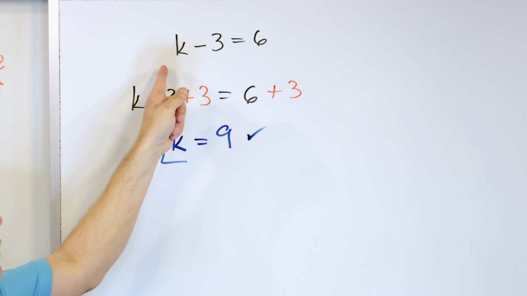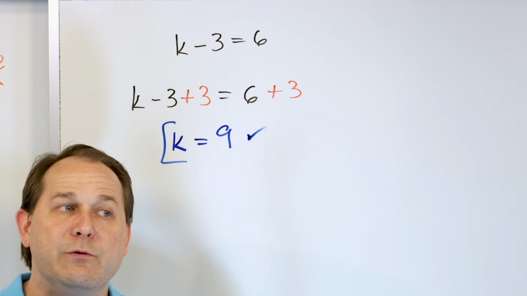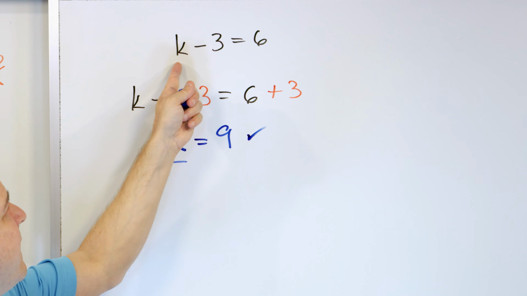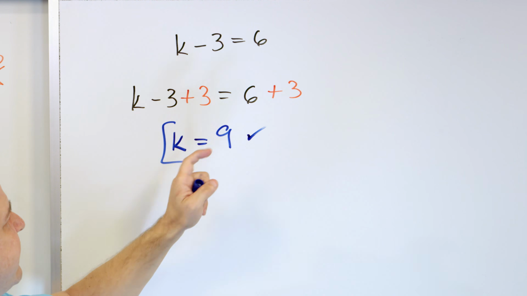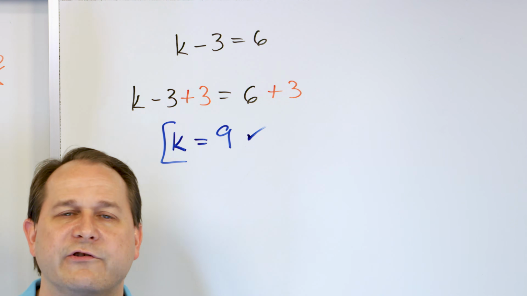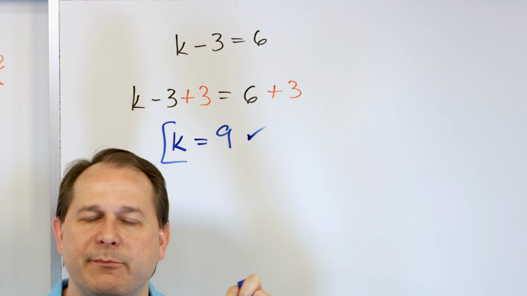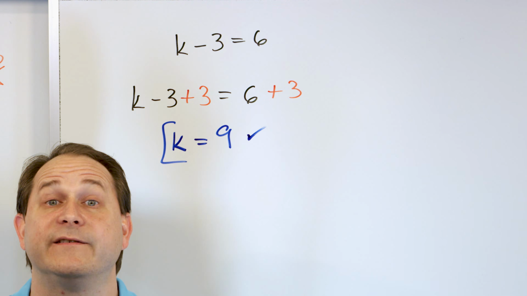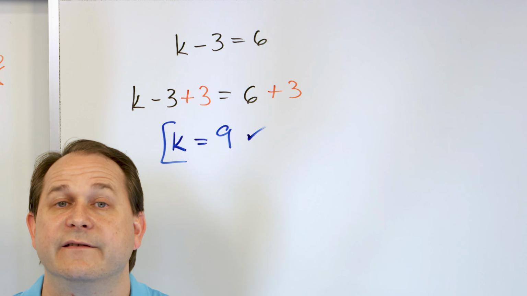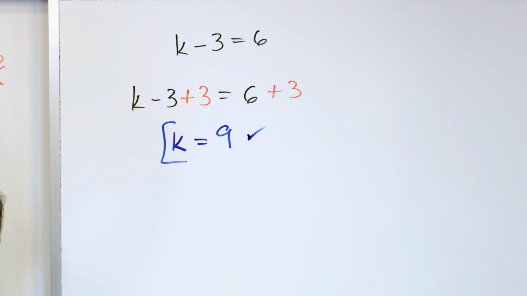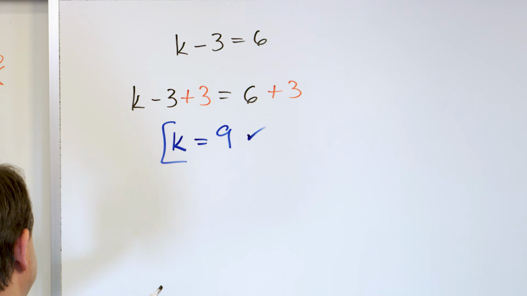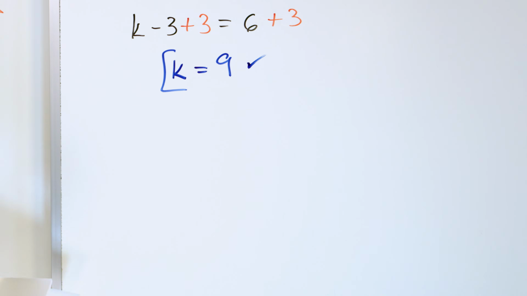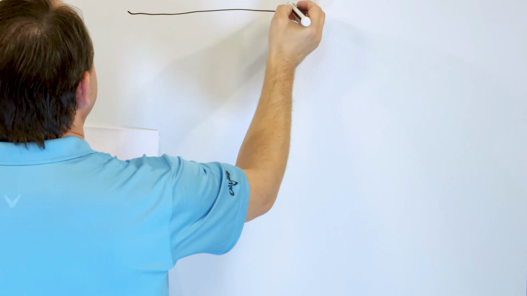exactly correct. There is only one value of k that will work. If you put other values of k in here and subtract 3, you're not going to get 6. There's only one solution to this equation. When you figure out what the variable must be equal to, we call that solving the equation, or you have found the solution of the equation. All right. Next problem. We have a few more, and they're not going to be any harder. We're just getting more practice.